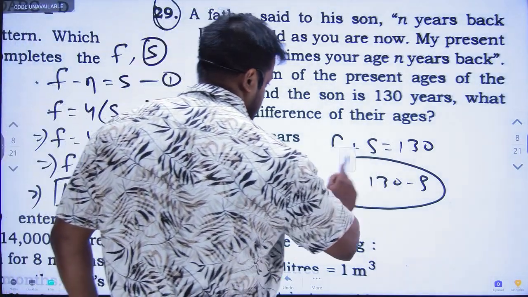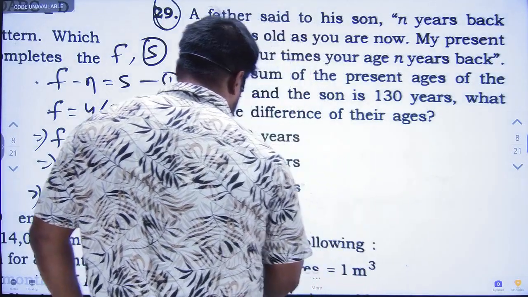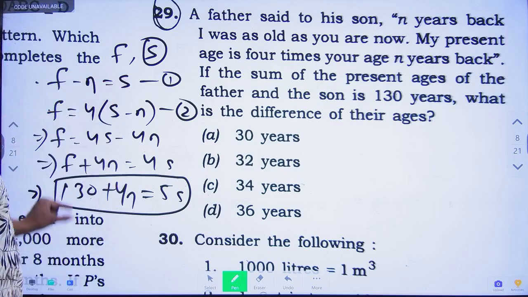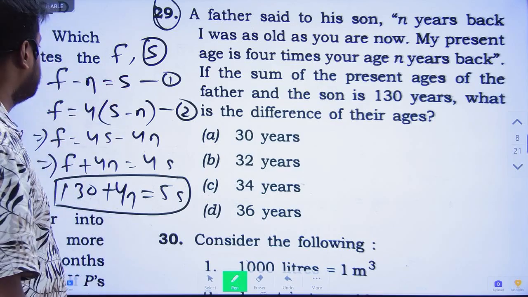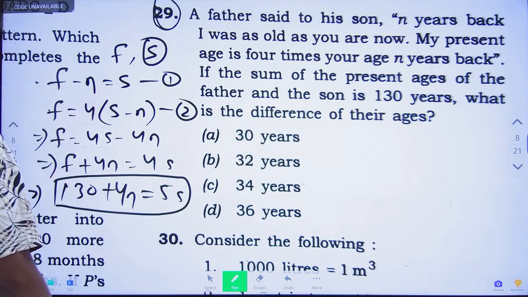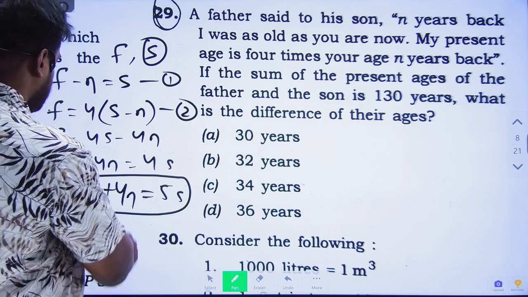I am writing here, students. I don't have space here, so I am writing that. See, F minus N equal to S, and we know F plus S is 130. So F equal to 130 minus S. So 130 minus 2S equal to N. Okay, so put that thing here.